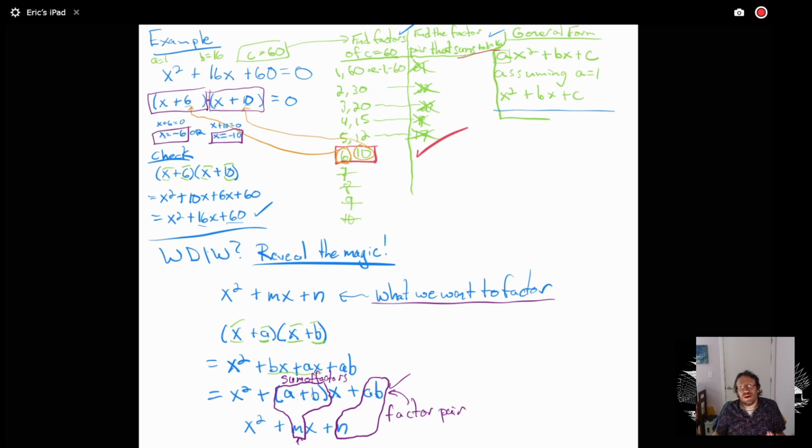Okay, and right in there is why this works. We're just working this process backwards, or when we're factoring, we're going in the other direction.